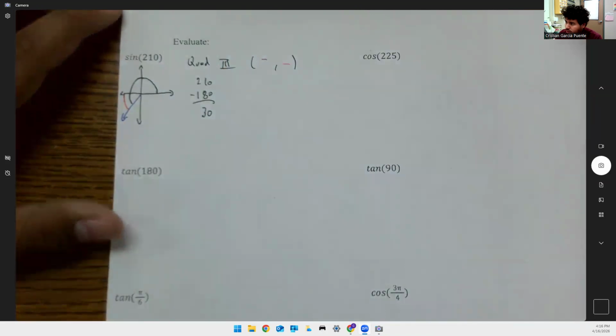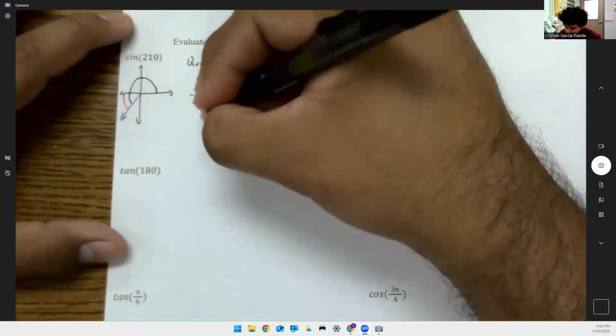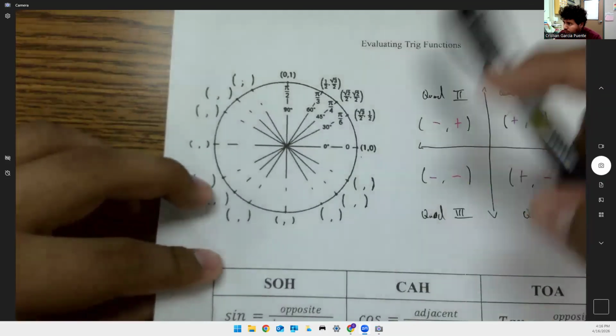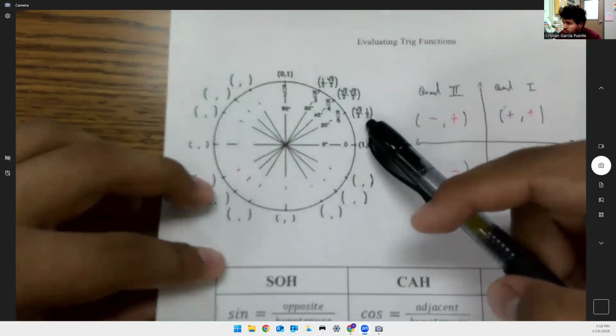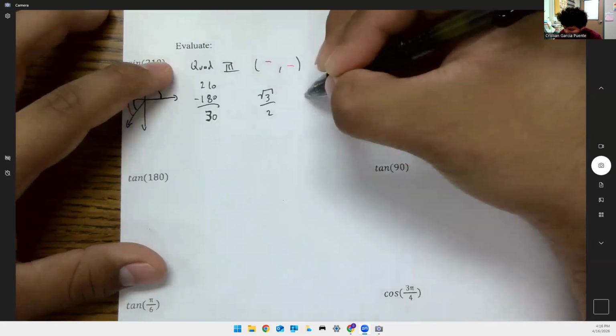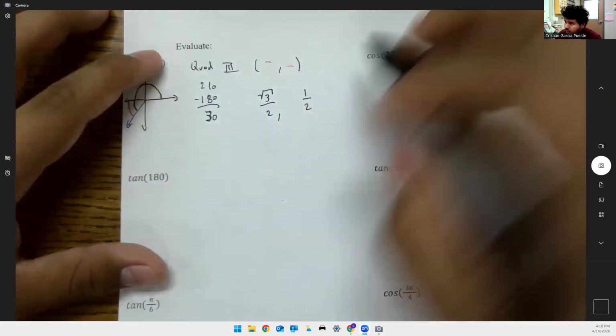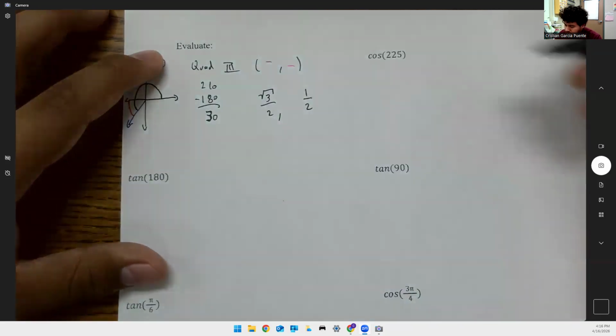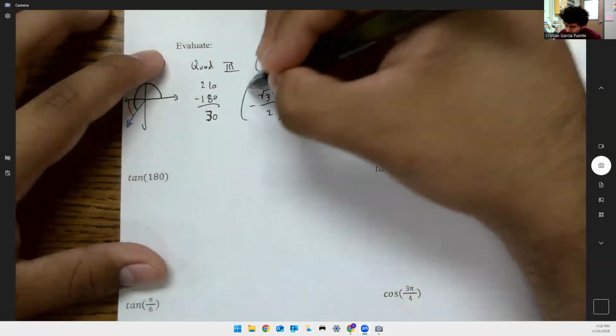Once you get to 30 degrees, it's nice and easy because all you have to do is turn the page around, go to 30 degrees, and look at where your point is. At 30 degrees, your point is root 3 over 2 and 1/2. So we're just going to rewrite that: root 3 over 2 and 1/2. But we said that there are minus minus, so this is also going to be minus minus.